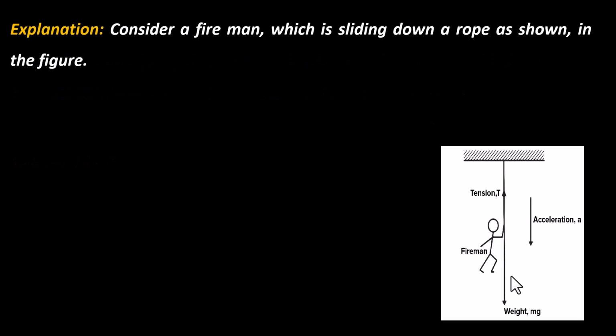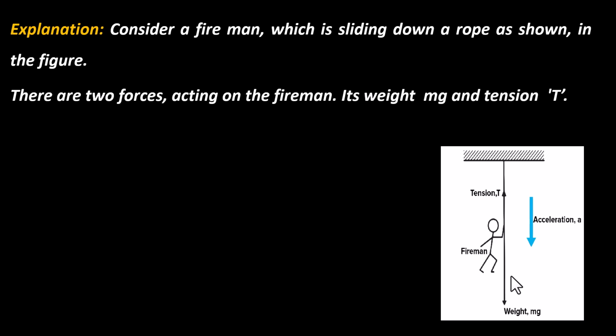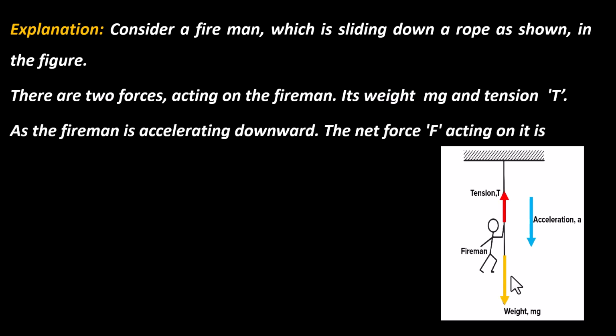Explanation. Consider a fireman which is sliding down a rope as shown in the figure. There are two forces acting on the fireman: its weight mg acting downward and tension T acting upward. As the fireman is accelerating downward, the net force F acting on it is mg minus T.